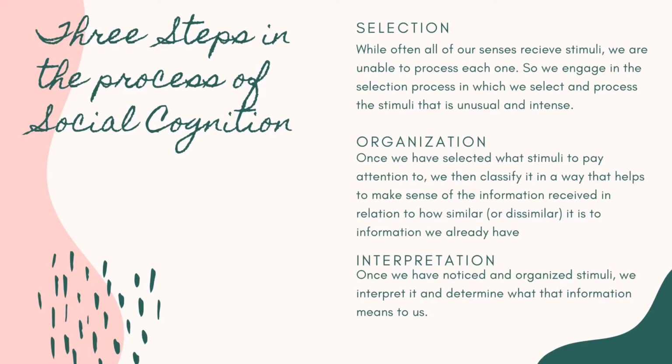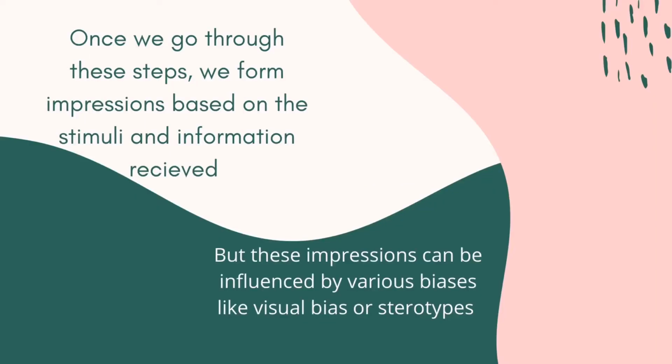And then we take that stimuli and organize it. So we have selected what stimuli to pay attention to, and then we classify it in a way that helps to make sense of the information that we received based on how similar or dissimilar it is to information that we already have. Once we have selected a stimuli and organized it in a way that makes sense to us in relation to information that we already had, we will then interpret that stimuli. And this interpretation then goes on to form our impression.